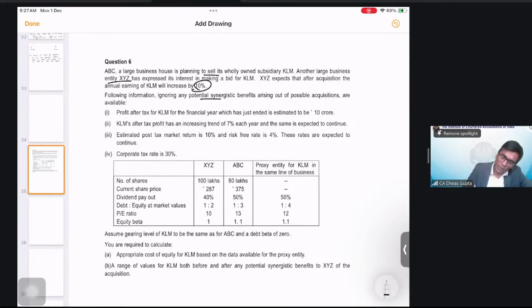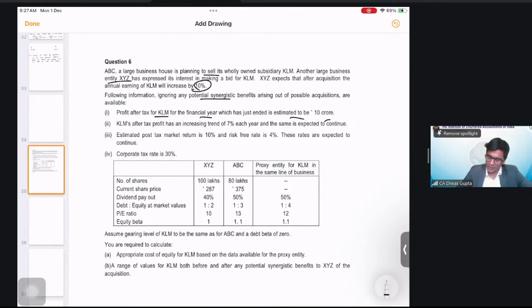Following information, ignoring any potential synergic benefits arising out of the possible acquisitions, are available. Profit after tax for KLM for the financial year which has just ended is estimated to be 10 crore. So the previous financial year they have earned 10 crore. KLM's profit after tax has been on an increasing trend of 7% each year and the same is expected to continue. So 7% it has been increasing. Estimated post-tax market return is 10% and risk-free rate is 4%. The rates are expected to continue.